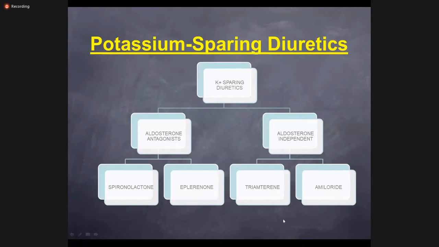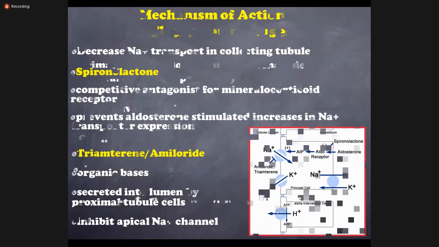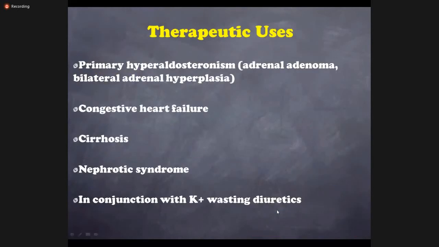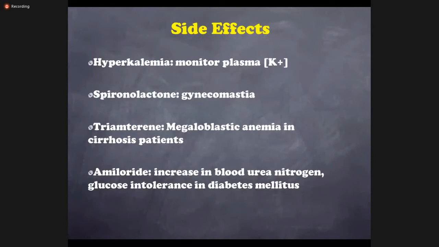Addison disease. Addison disease, right? So in that situation, the use of a potassium sparing diuretic, especially an aldosterone dependent diuretic, would be ineffective. Clear? Triamterene and amiloride belong to the aldosterone independent group. Especially triamterene may cause megaloblastic anemia, especially in cirrhotic patients, and amiloride causes increase in blood urea nitrogen and glucose intolerance in diabetes.